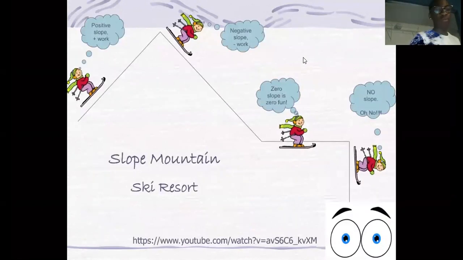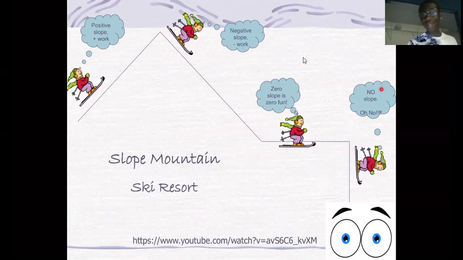Once again, you can see the positive slope working up, the negative slope working down. The zero slope is going straight across horizontally, and no slope is undefined.